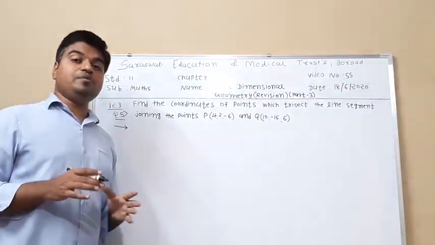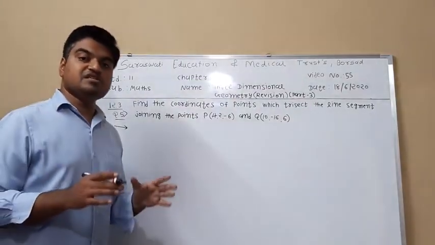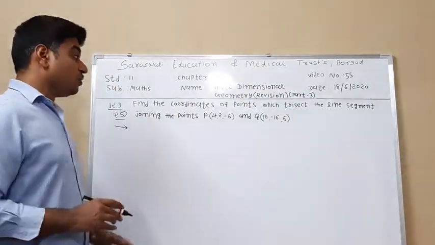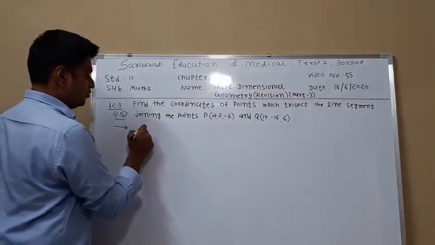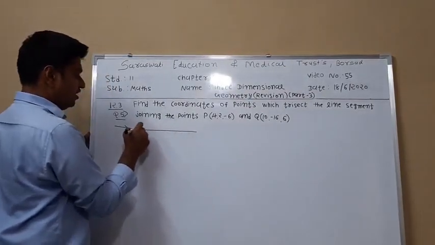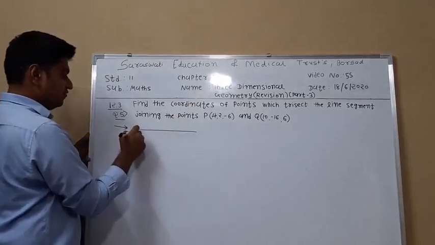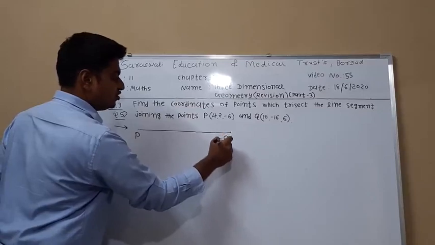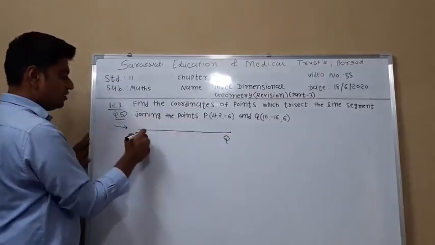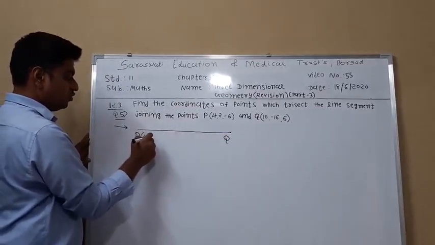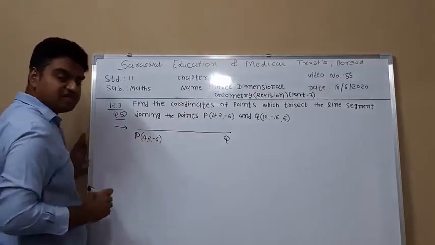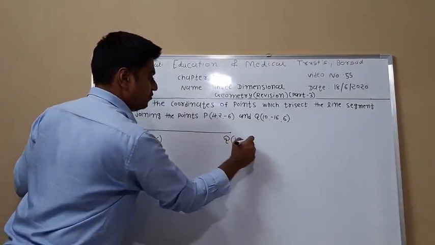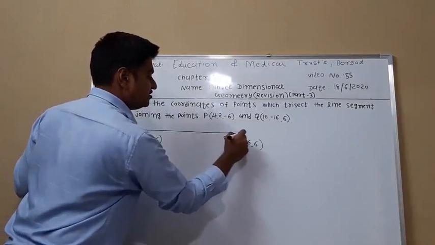What is the meaning of trisect? Trisect means this line segment is divided into 3 equal parts. So how can we divide it? First of all, we can draw one line. Here we can mention the P coordinate and here the Q coordinate. Now the P coordinate is given as 4, 2, -6 and the Q coordinate is given as 10, -16, 6.